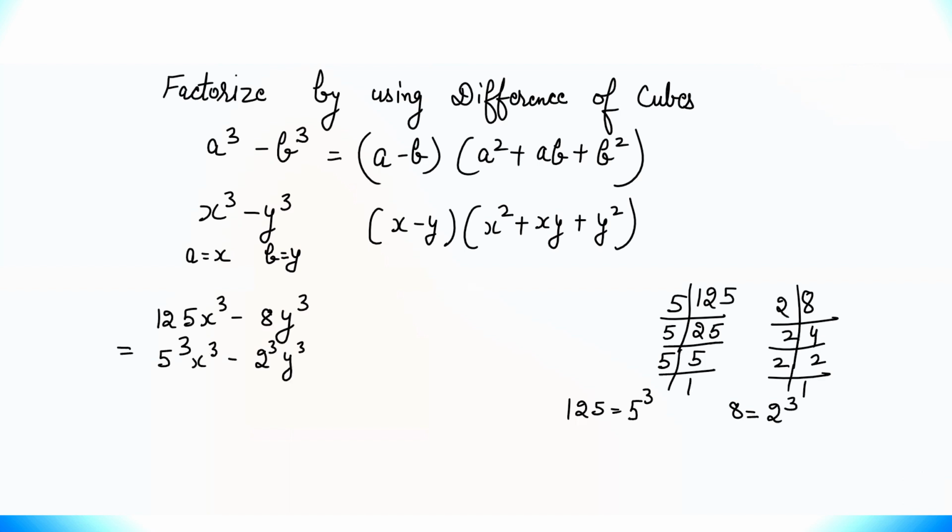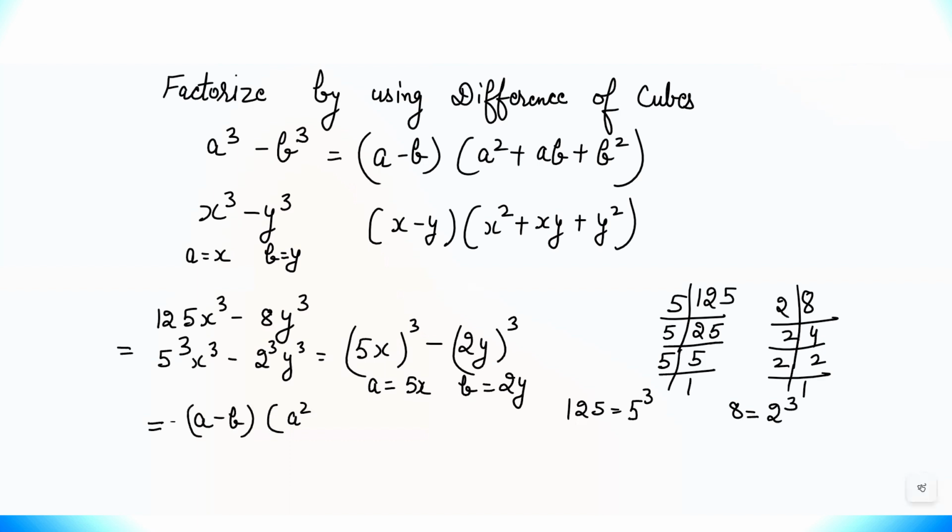which is equal to (5x) whole cube minus (2y) whole cube, where a is equal to 5x, b is equal to 2y. If I compare it with the formula, that means a cube minus b cube is equal to (a minus b) into (a square plus ab plus b square). So we'll substitute the value. What is a? 5x. What is b? 2y. Then a square means (5x) whole square. We'll put a bracket here. Plus a means 5x, b means 2y, plus then again (2y) whole square.